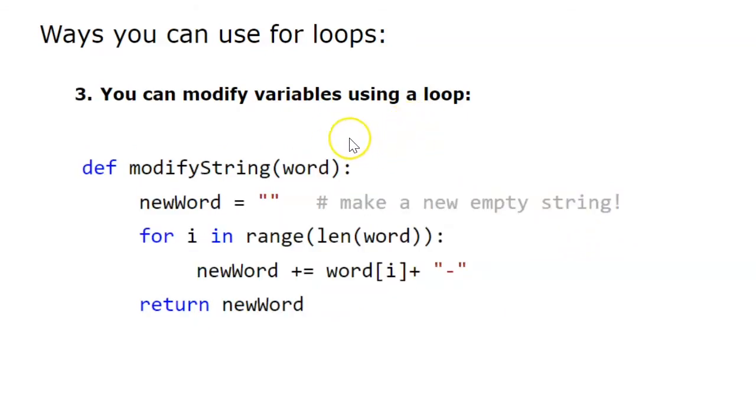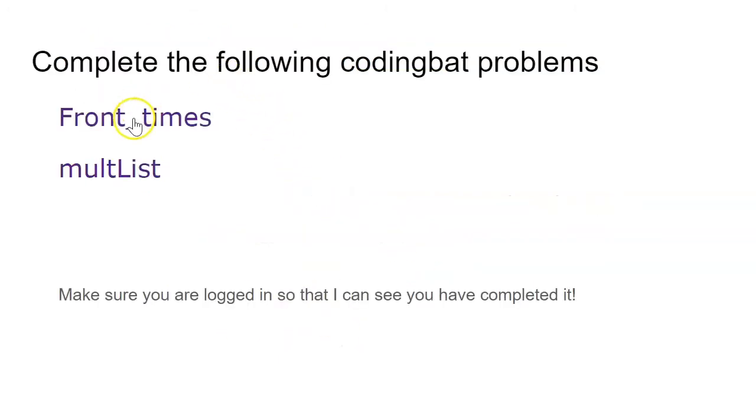Here's another example of how we can modify a variable using a loop. Say I have a string called word, and then I set some new word equal to an empty string. Then we could loop through the original word, and add the letter from word to new word plus a dash. What that will do is put a dash in between each letter of the word and then return the new word. Okay, so now let's try doing some coding problems.